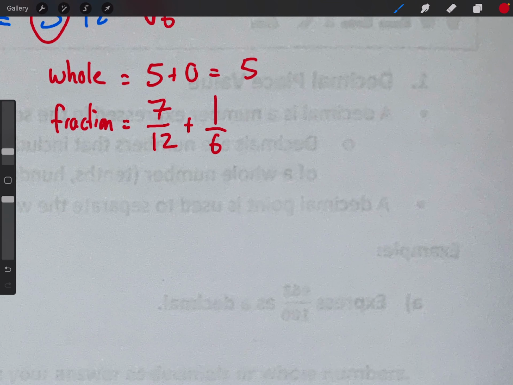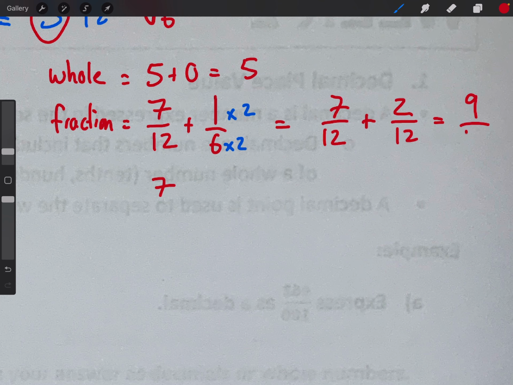The lowest common multiple of the 12 and the 6 is 12. So we're going to change the 6 into a 12. We're going to just double this to make it 12, and we're going to double this as well. So now you're going to get 7 on 12 plus 2 on 12, and that gives us 9 on 12.